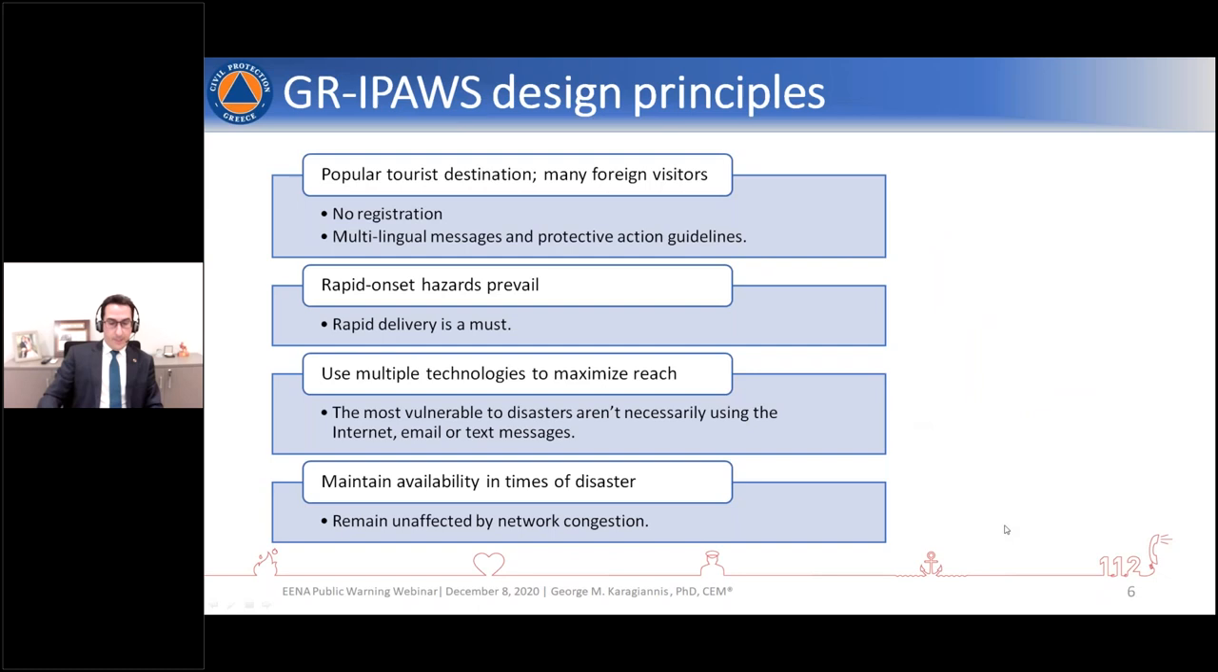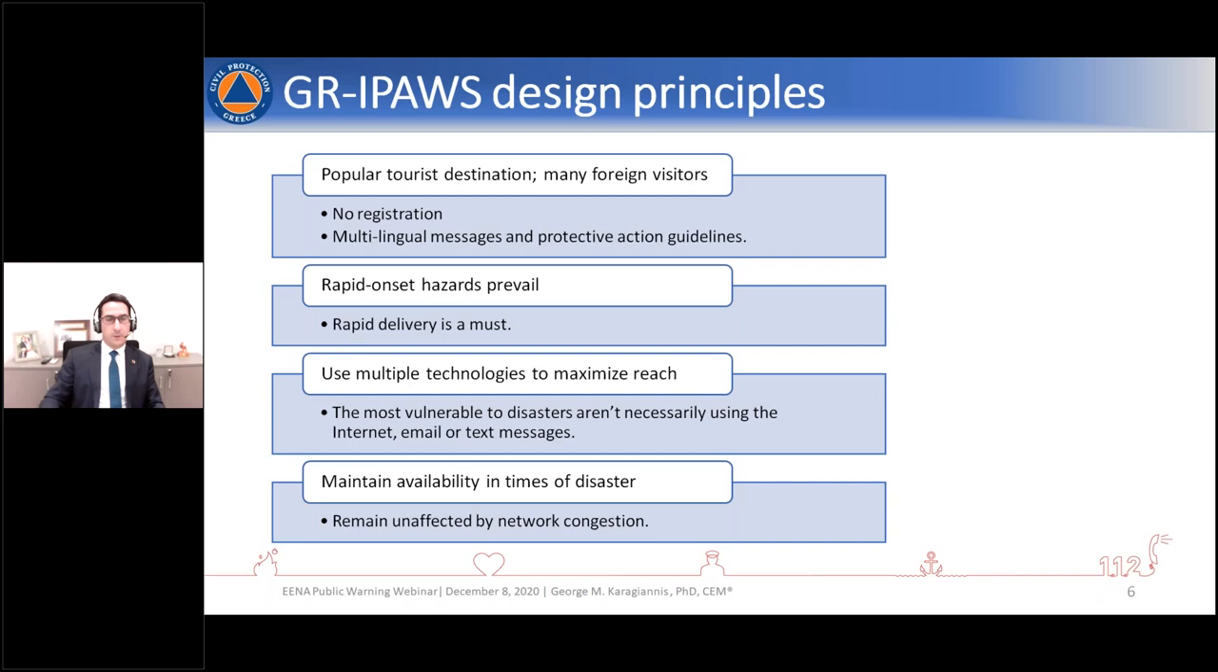In addition to being informed by the warning process itself, the design of GRI PAWS was based on the planning constraints outlined in this slide. First, Greece is a popular tourist destination, and we have many foreign visitors year round. The summer season also marks the peak of the tourist season. This means that the ideal public alert and warning system needs to work without the need for registration. In addition, messages and protective action guidelines should ideally be available in multiple languages.